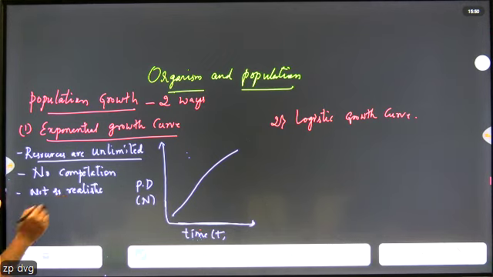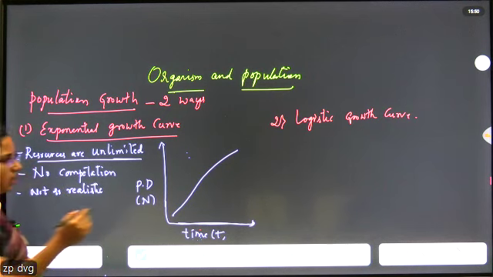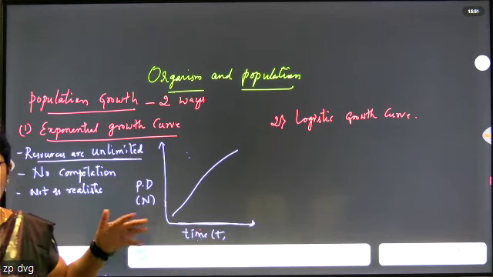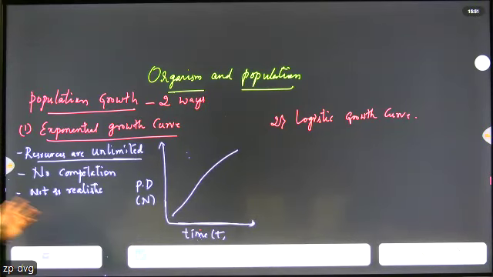But here, the resources are unlimited, so there is no further competition. All will get their resources in tremendous concentration, and all will grow. If such a case happens, nature is unable to sustain all the organisms, the population keeps increasing, and one day it may burst. Because of that, we say it is not realistic.